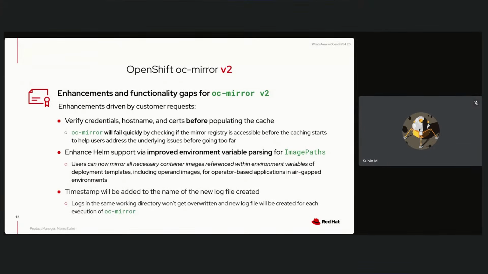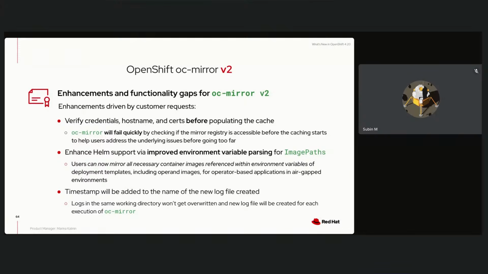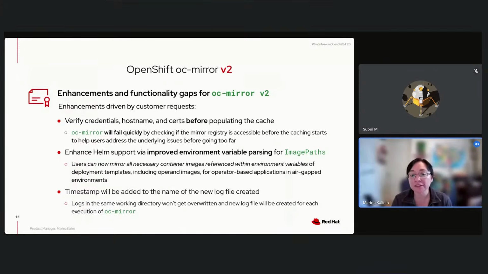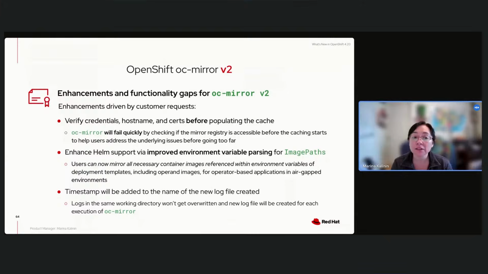Hey, thank you, Sudan. And now let's talk about oc-mirror, the essential tool for mirroring the OpenShift registry for deployment in disconnected and air-gapped environments. First, we have implemented upfront validation. Now, oc-mirror checks credentials, host name, and certificates before the caching process begins. This speeds up the overall mirroring workflow, allowing users to fail quickly and address underlying issues much earlier.